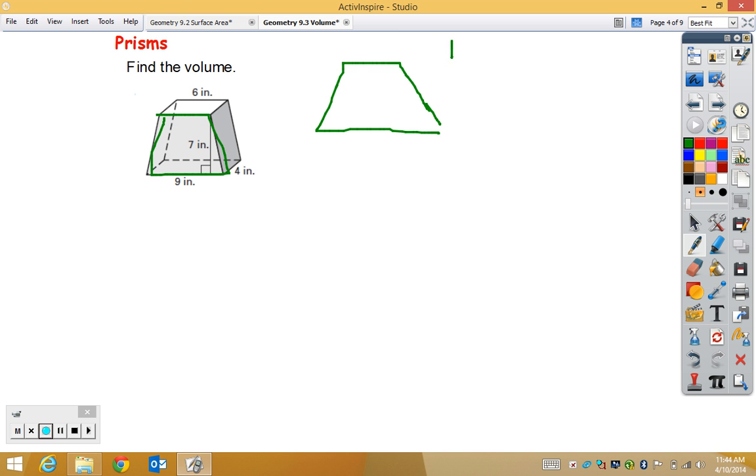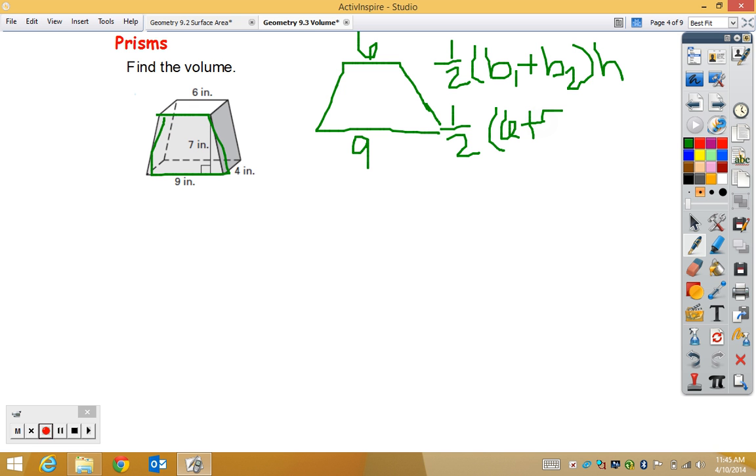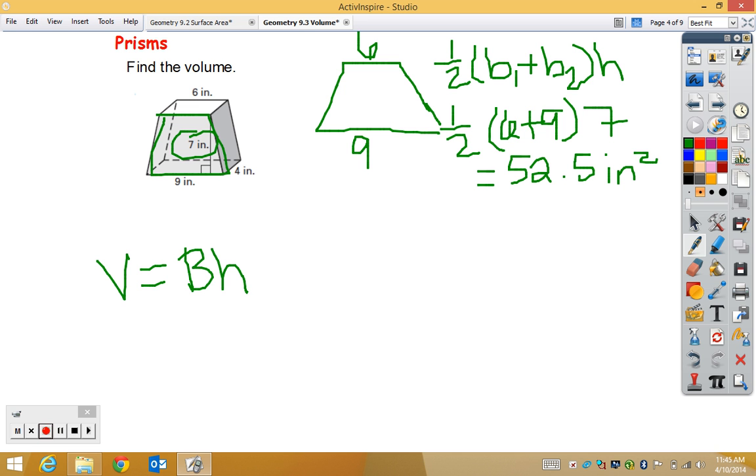So the formula for the area of a trapezoid is 1/2 times B1 plus B2 times your height. So I have 1/2, the two bases of this trapezoid look like they're 6 and 9, so I go 6 plus 9 times the height of my trapezoid, which is 7. So calculating this out, the area of this is 52.5 squared inches.